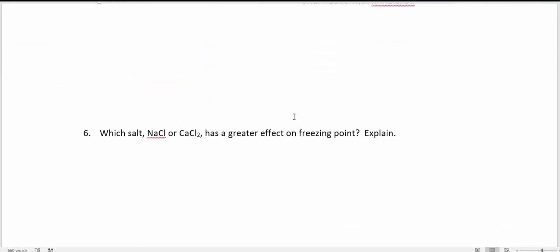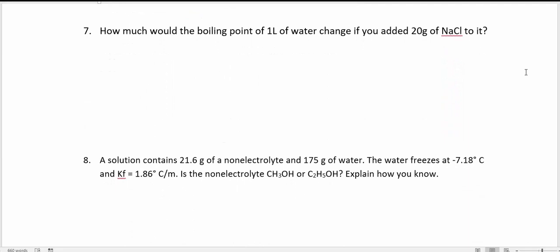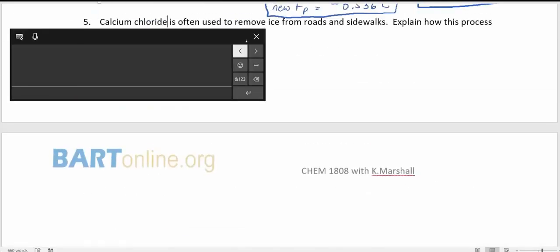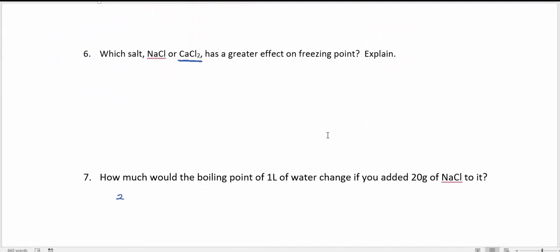Number 6, which salt, NaCl or CaCl2, has a greater effect on freezing point? Well, as I just described, that would be calcium chloride because it has 3 ionic particles to get between those solvent molecules. Number 7, how much would the boiling point of 1 liter of water change if you added 20 grams of sodium chloride to it? Well, let's convert those 20 grams into moles first.